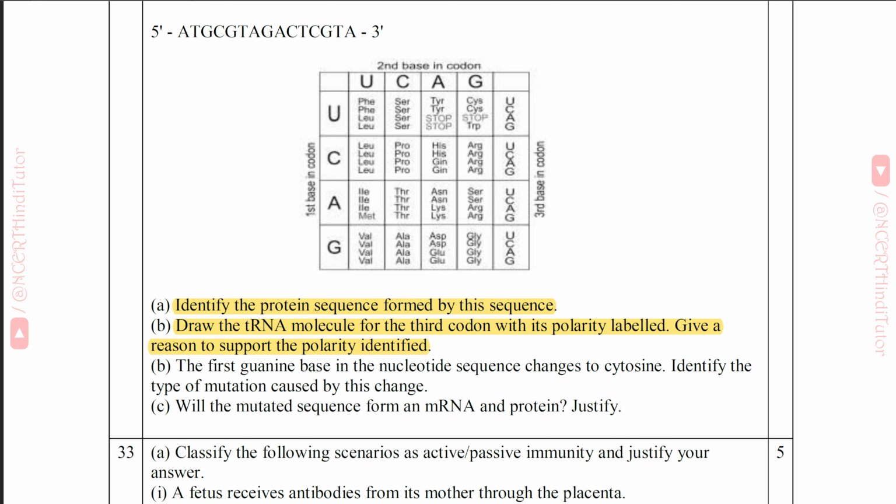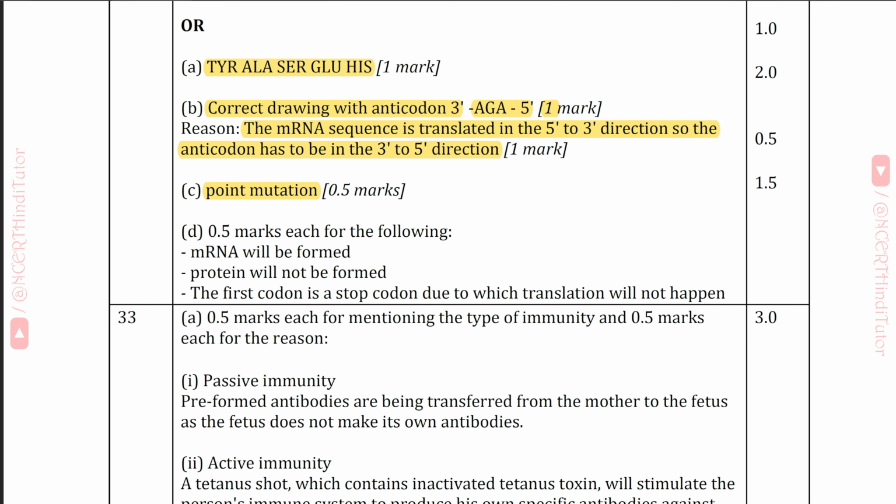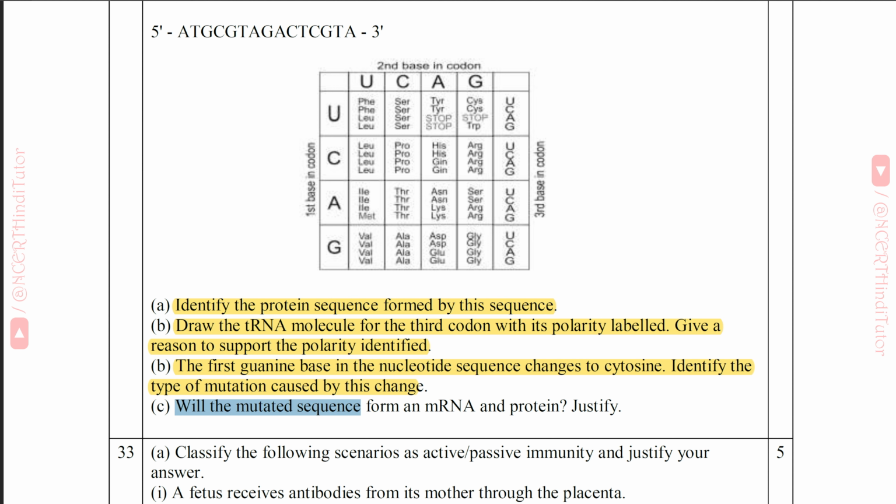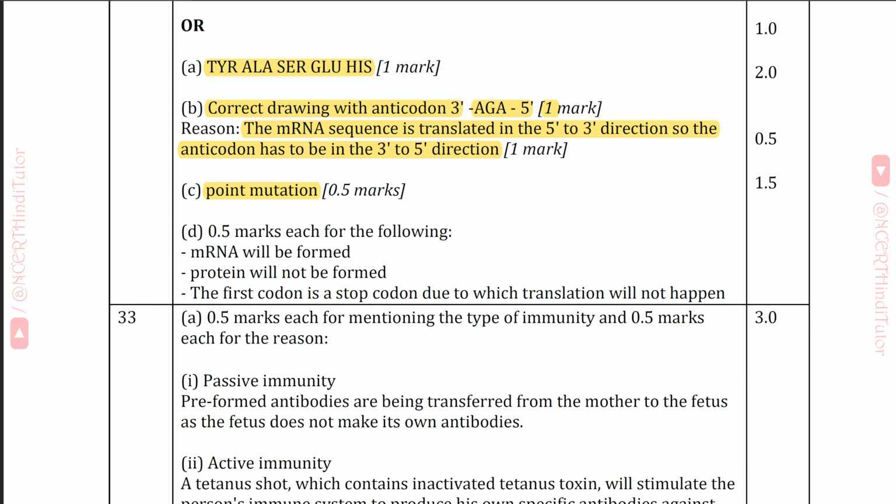C. The first guanine base in the nucleotide sequence changes to cytosine. Identify the type of mutation caused by this change. Answer. Point mutation. D. Will the mutated sequence form an mRNA and protein? Justify. Answer. mRNA will be formed. Protein will not be formed. The first codon is a stop codon, due to which translation will not happen.